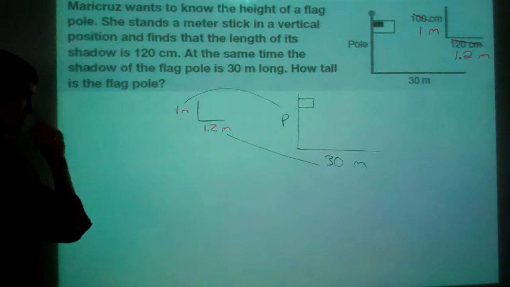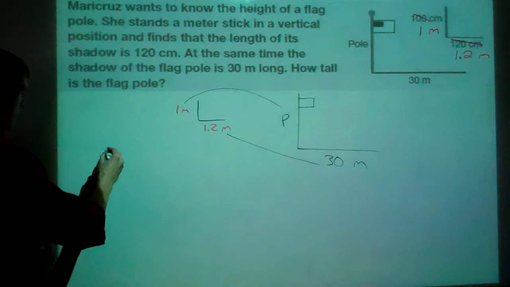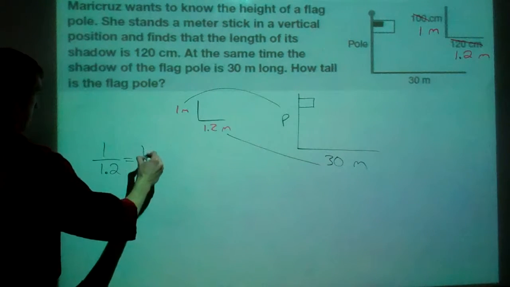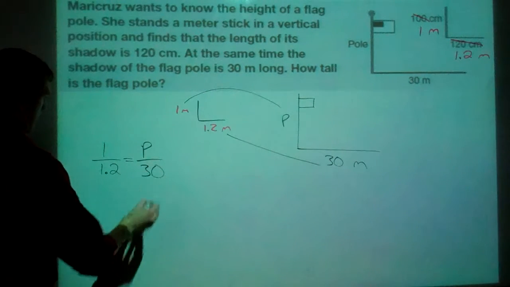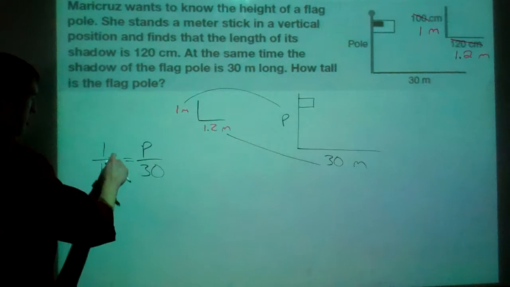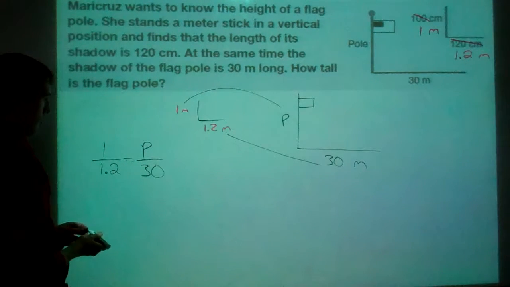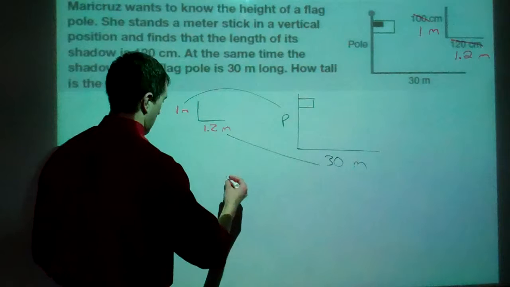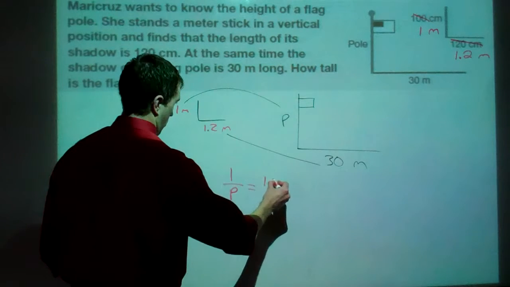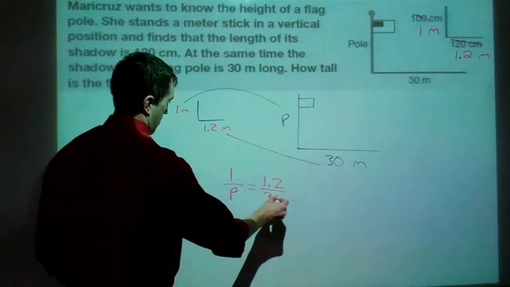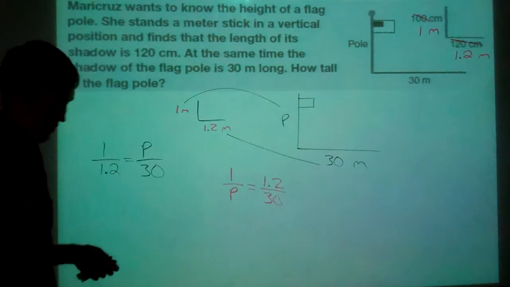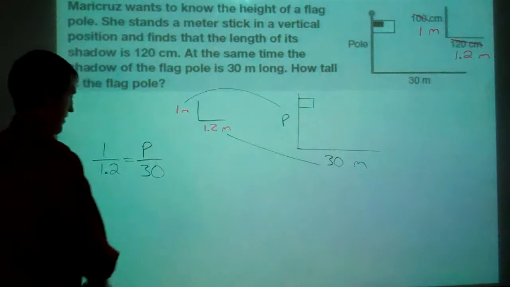So we can do this where we go 1 over 1.2 equals P over 30. Now remember, you don't have to set it up that way. Just make sure either the things that relate to each other are with each other horizontally or vertically. So the other way you could have done it, 1 over P equals 1.2 over 30. That's another way we could have done it. But really it doesn't matter. It's just however you want to do it. Make sure that it is lined up correctly.